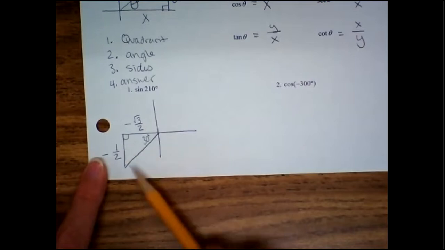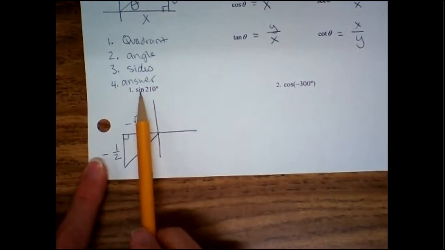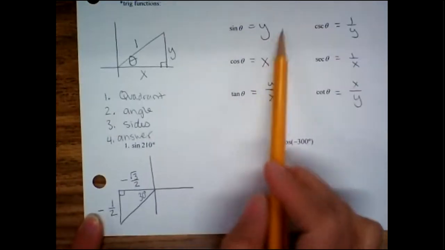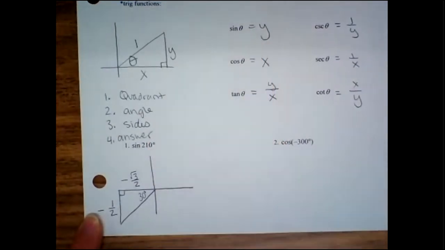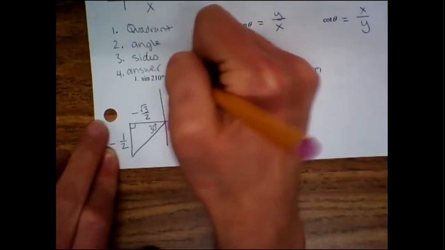All right. I want a triangle, angle, sides. Now we answer the question. The question is sine. Sine is the Y value, or you can think of it as opposite, but sine is the Y value. Which one of these is the Y value? -1/2 is the answer.